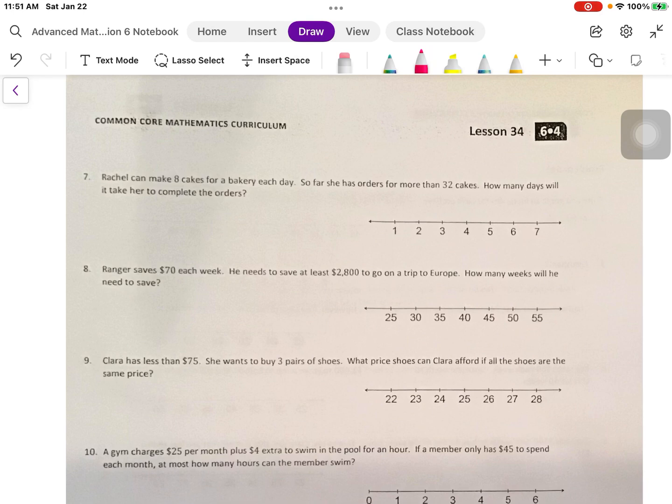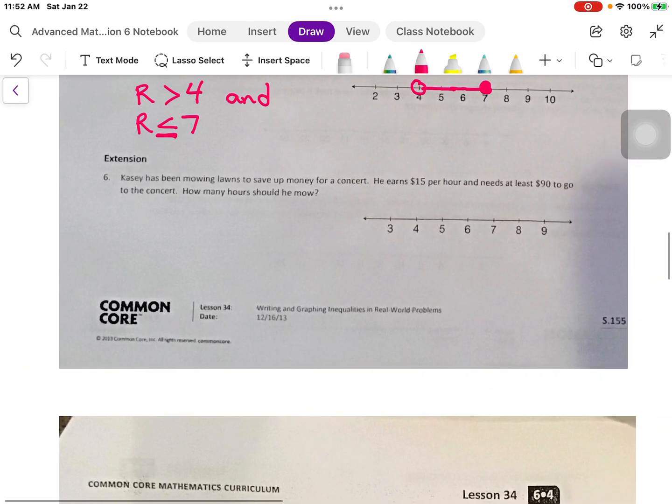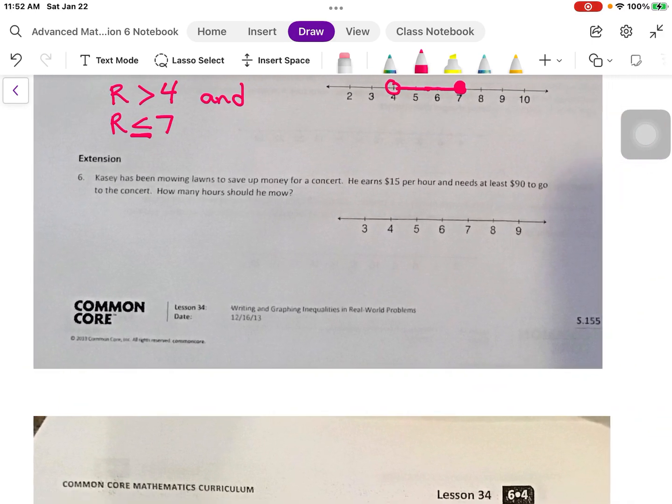Okay, you're back. Hopefully we did these okay. Let's take a peek. We'll start with number 6. Casey has been mowing lawns to save up money for a concert. He earns $15 per hour and needs at least $90 to go to the concert. How many hours should he mow?